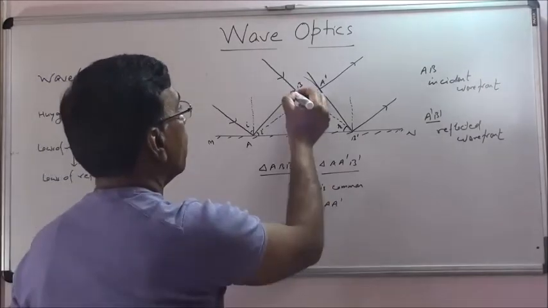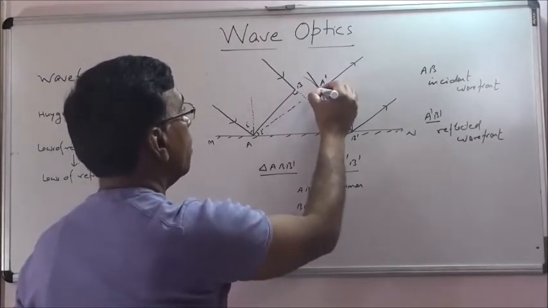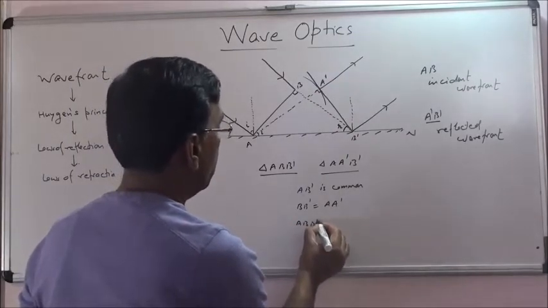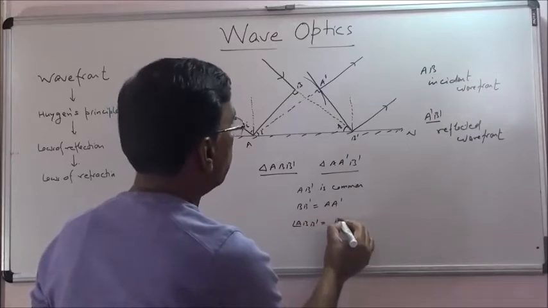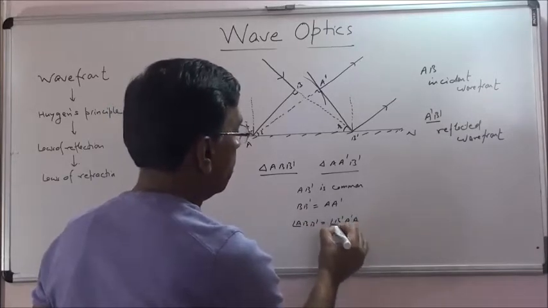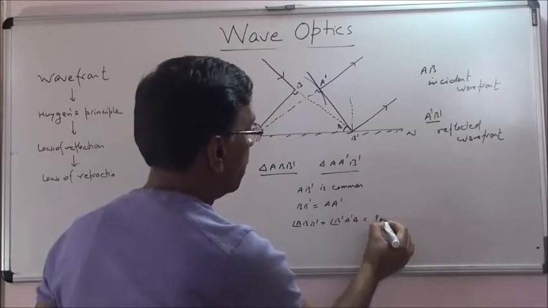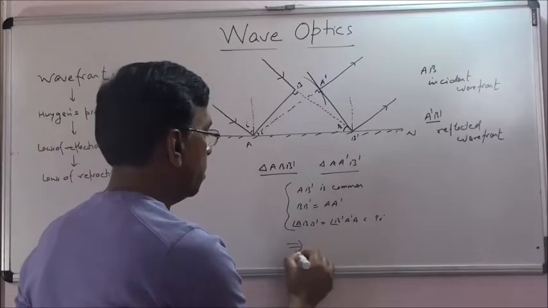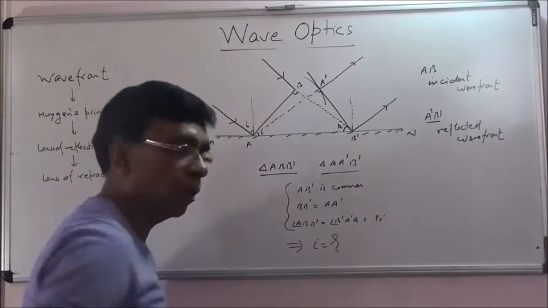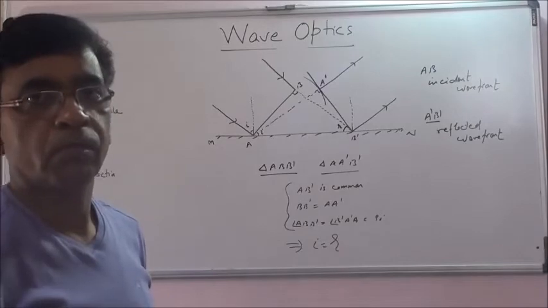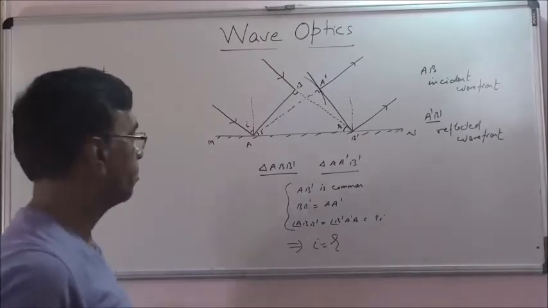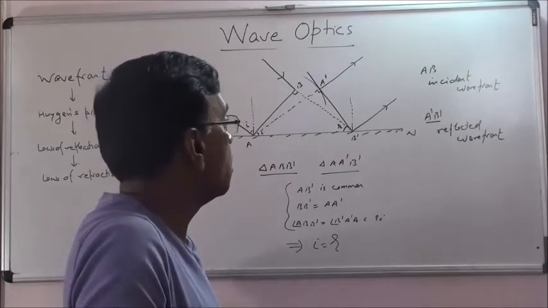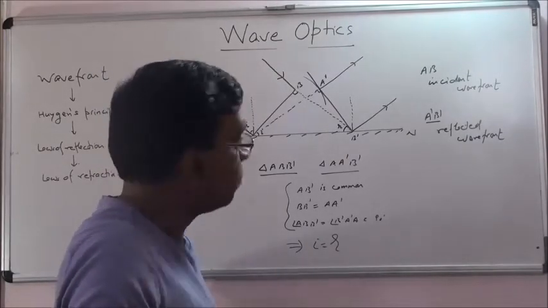And then one angle, between the ray and the wavefront: angle ABB dash is actually equal to angle B dash A dash A, both 90 degrees. Now from these conditions, can we not conclude that I is equal to R? What do we call such triangles? Congruent, and then I is equal to R. Angle of incidence is equal to angle of reflection.